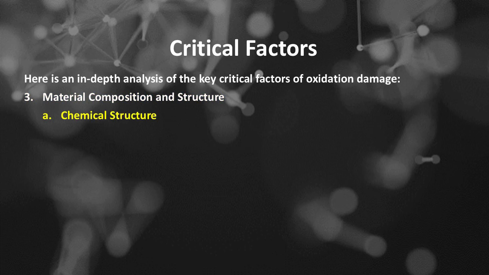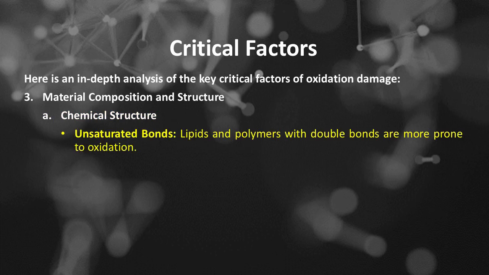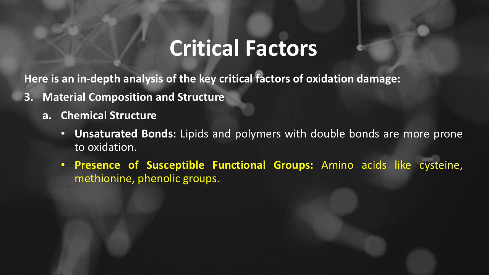Number A, of material composition and structure, is chemical structure. Unsaturated bonds: lipids and polymers with double bonds are more prone to oxidation. Presence of susceptible functional groups: amino acids like cysteine, methionine, and phenolic groups.